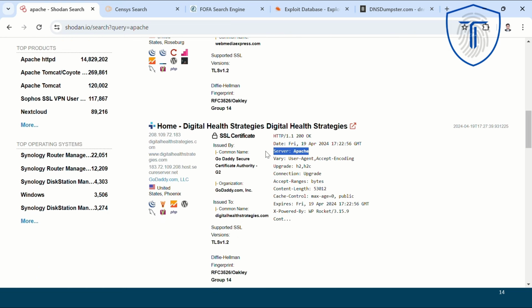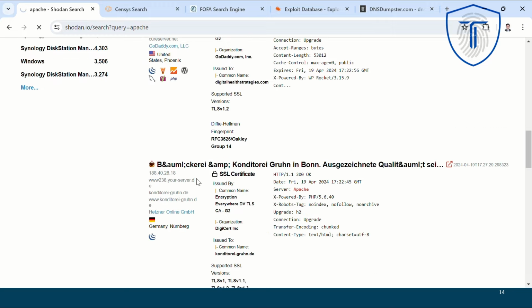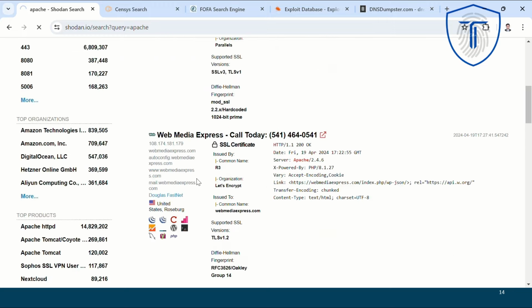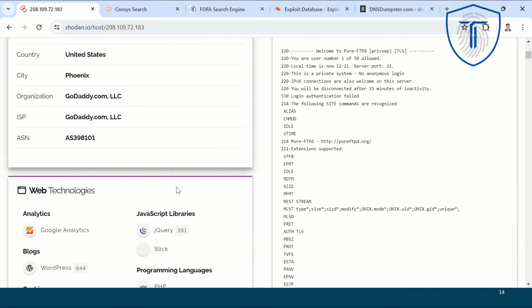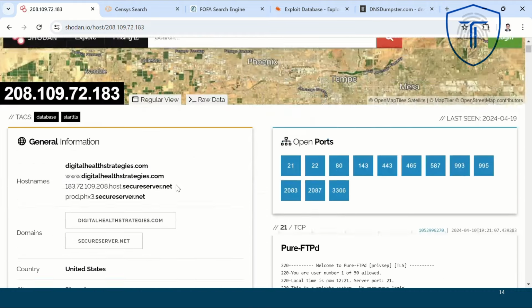Or information regarding a company. Shodan is the most trusted till now by hackers.